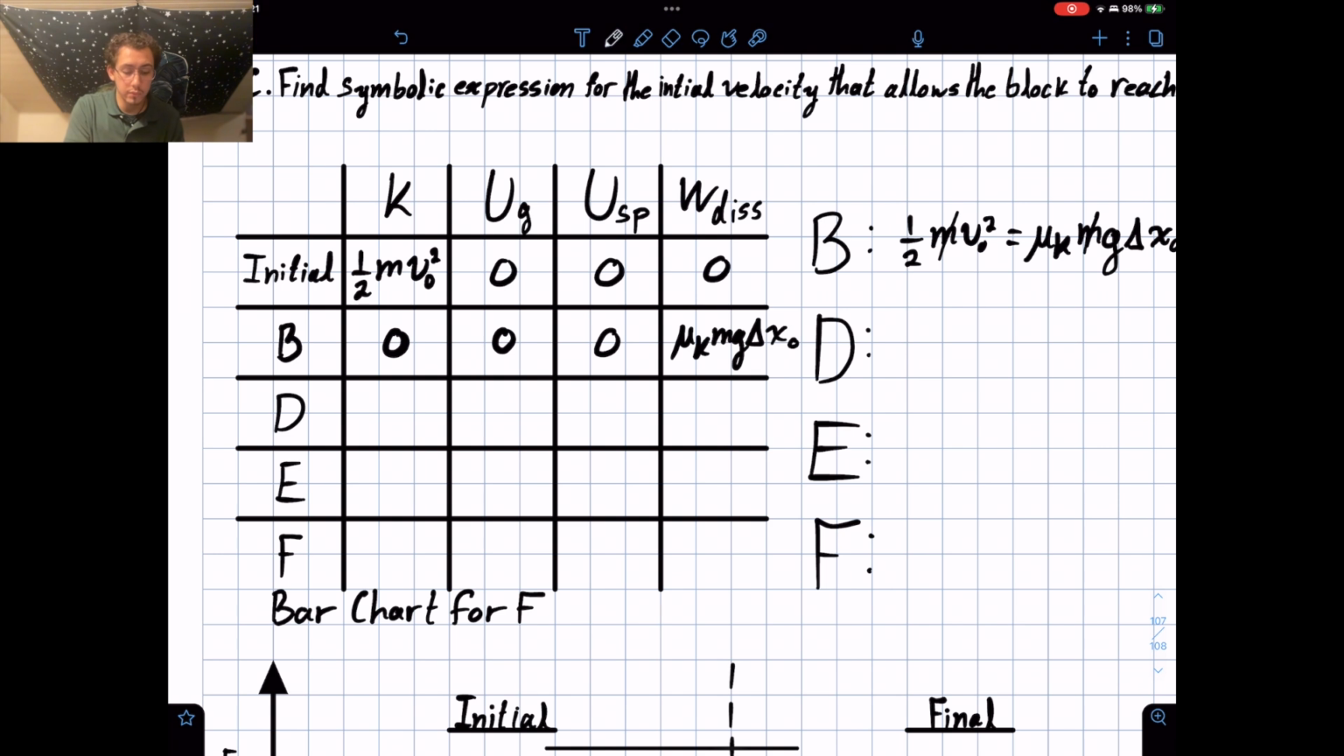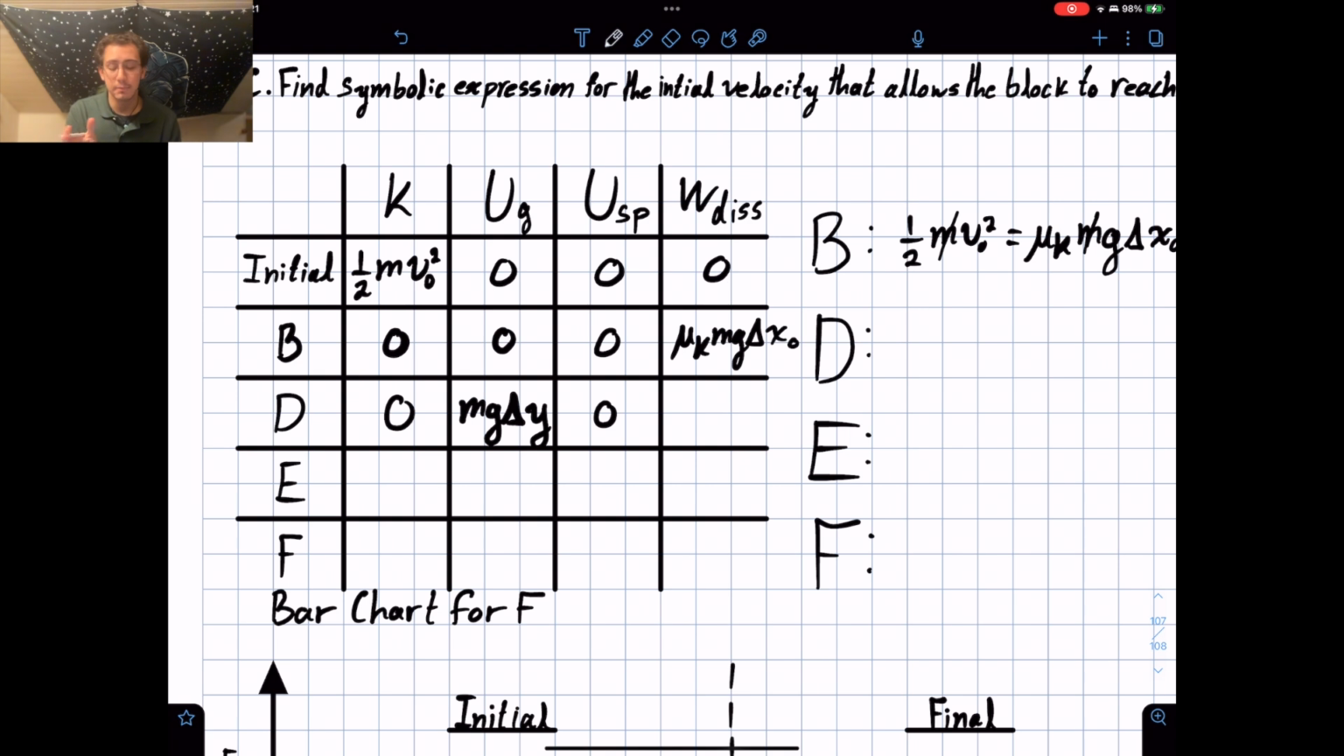So at D, we no longer have any kinetic energy. We're stopping there, so there's 0 kinetic energy. Now, our potential energy due to gravity is now different. We're going to have some delta y, so we're going to have some mg delta y. And we're going to be able to calculate what delta y is based on this initial velocity, and we'll get to that in a second.